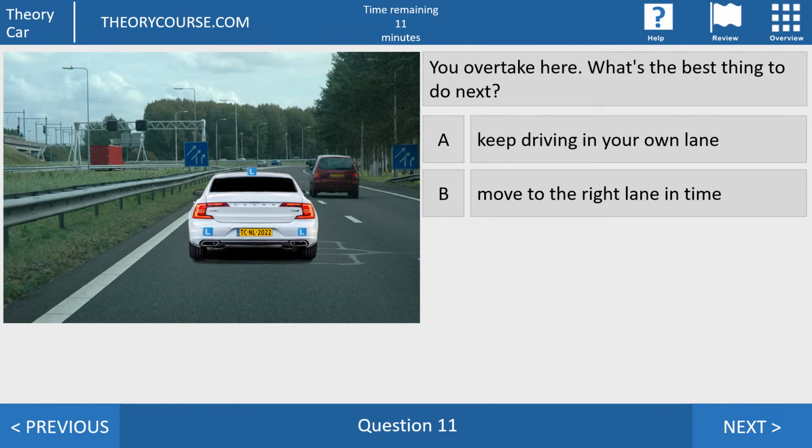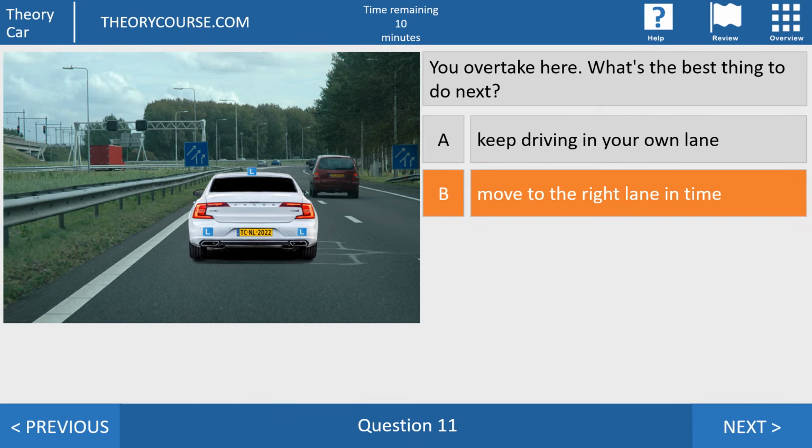Question 11. You overtake here. What is the best thing to do next? Answer A. Keep driving in your own lane. Or answer B. Move to the right lane as soon as possible. The right answer is answer B. Move to the right lane in time or as soon as possible.